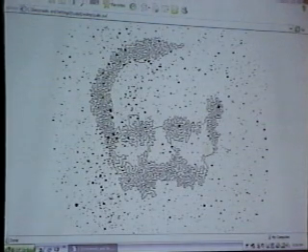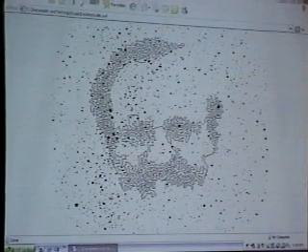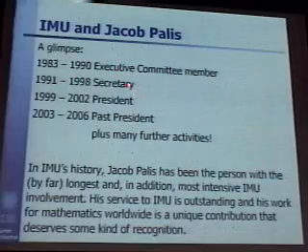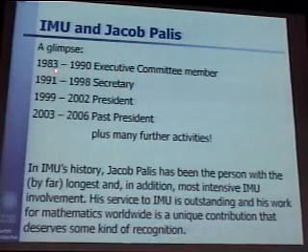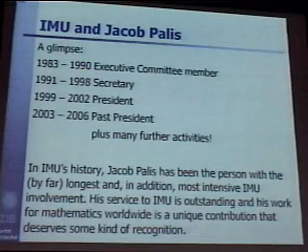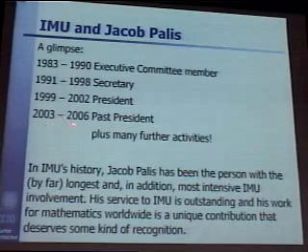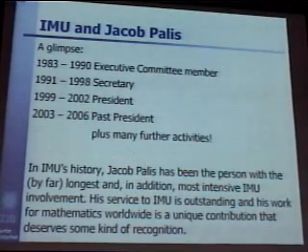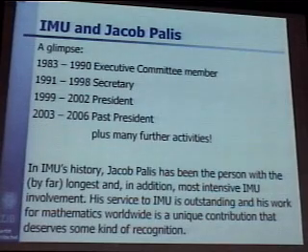Let us talk about Jakob Pallis here. And I would like to mention his work for the International Mathematical Union. I looked up some of his CV. He was a member of the executive committee from 1983 to 1990, became secretary for 8 years, was president for 4 years, and was past president for another 4 years, and he had many other activities. So basically 25 years of devoted work for the IMU, traveling a lot. He was the traveling salesman of the International Mathematical Union.